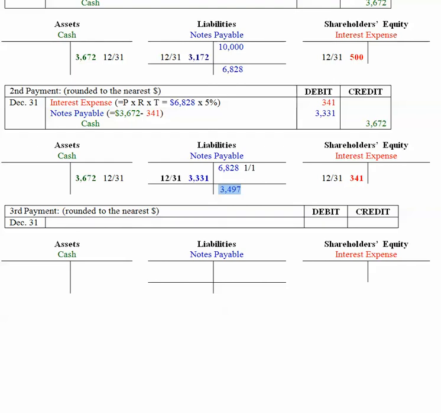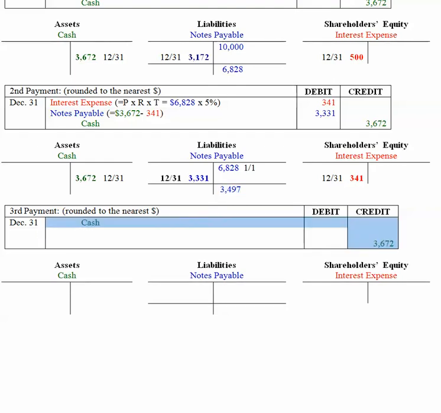Now we're at the third and final payment. You're going to again credit cash for the same amount, calculate your interest, and now you'll see the interest is going to be less because the principal is less. That interest comes out to be $175. That difference is a reduction to your notes payable.